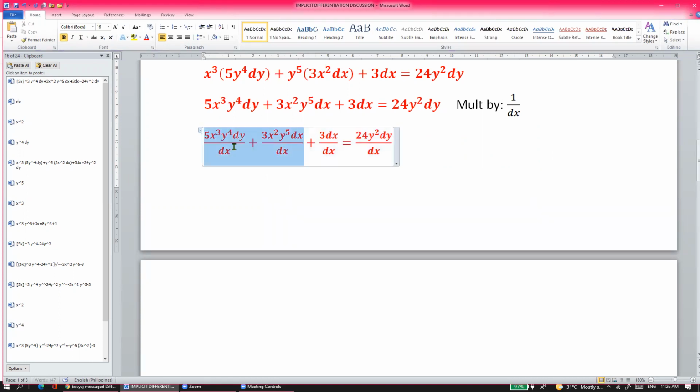So sa simula, sa first term, wala tayong problema. Copy-paste ko lang siya.